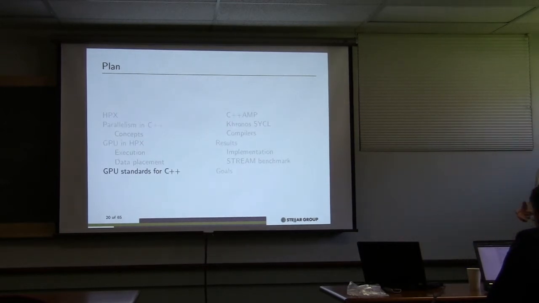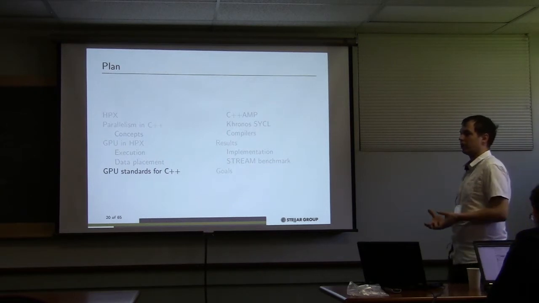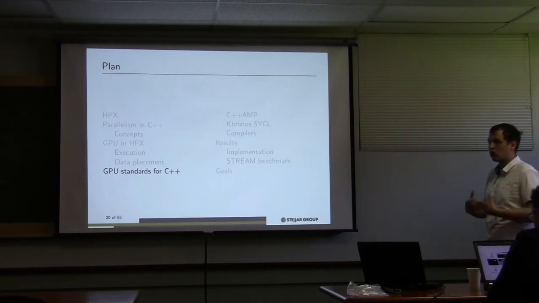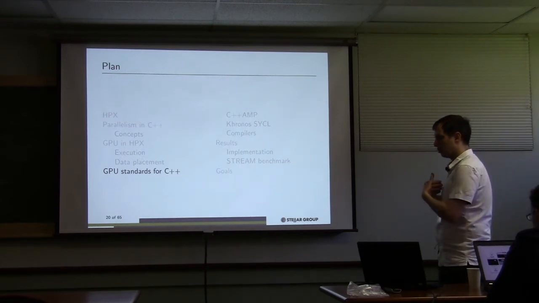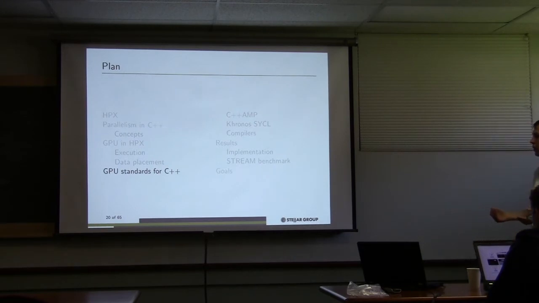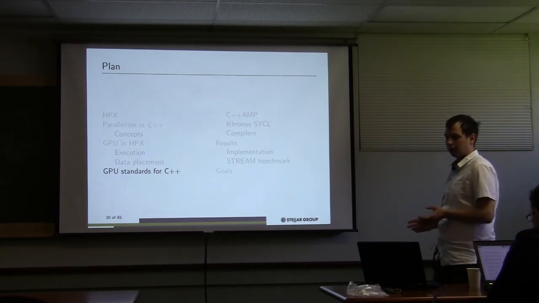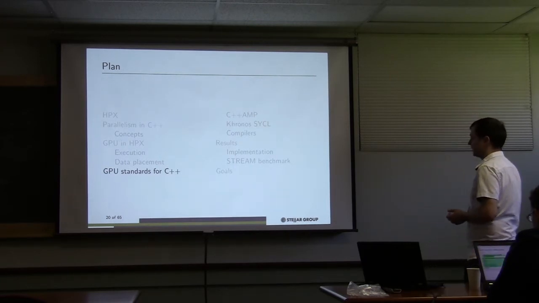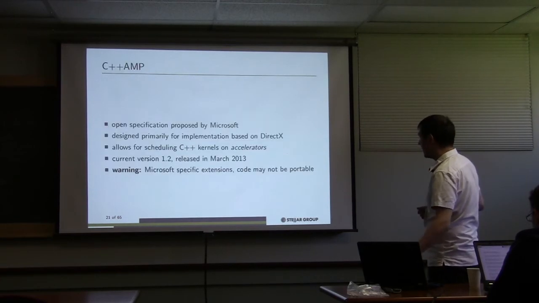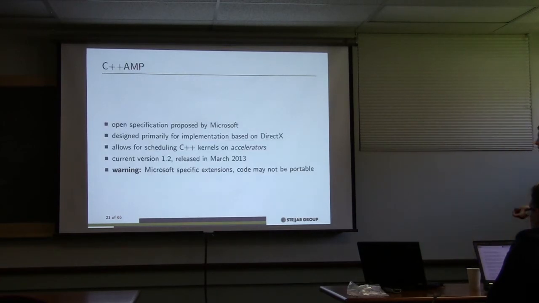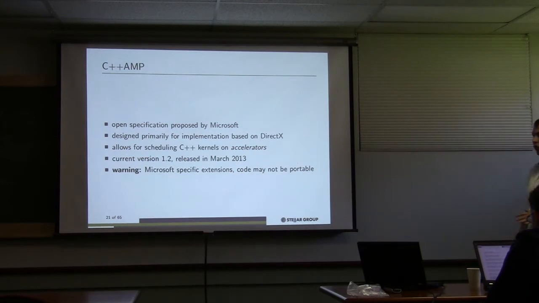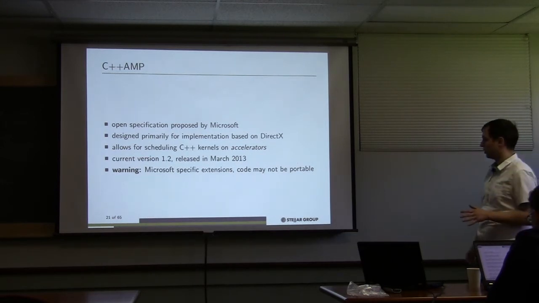So now we know how to integrate GPU execution into HPX, into STL algorithm. If we know how to create the API and control the behavior, we have to know how to exactly execute C++ code on GPU. We have started with the standard called C++ AMP. AMP is a Microsoft extension, Microsoft standard. I think the first release was in Visual Studio 2012. The current version is 1.2 from March 2013.